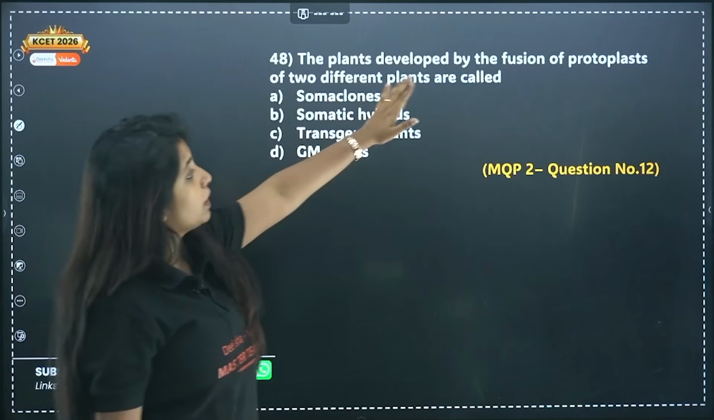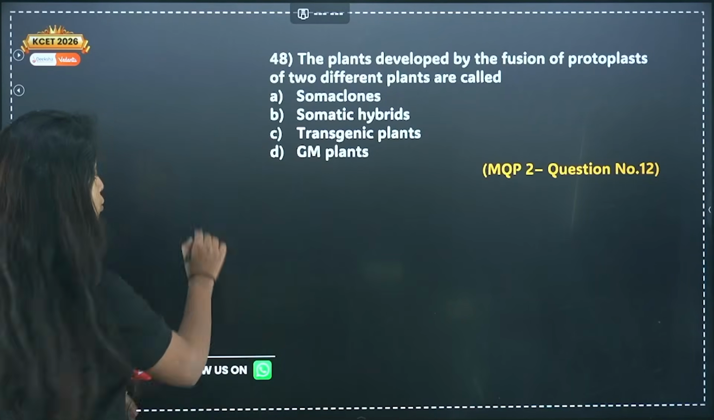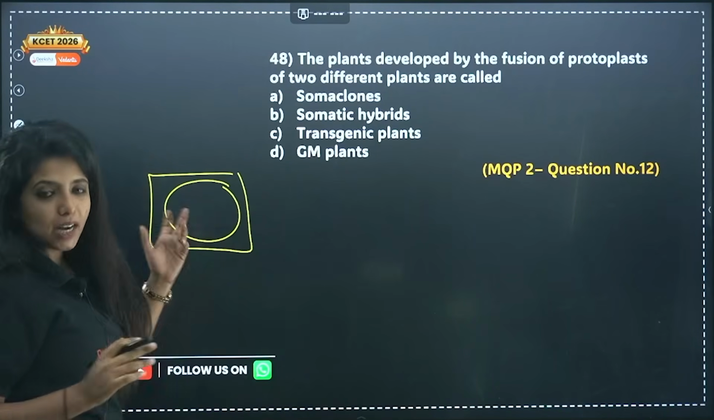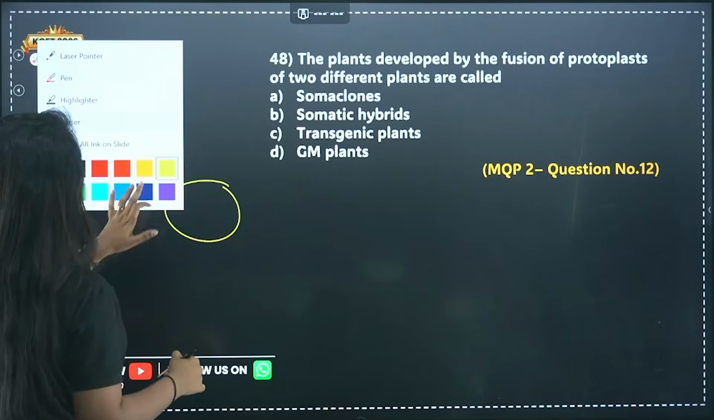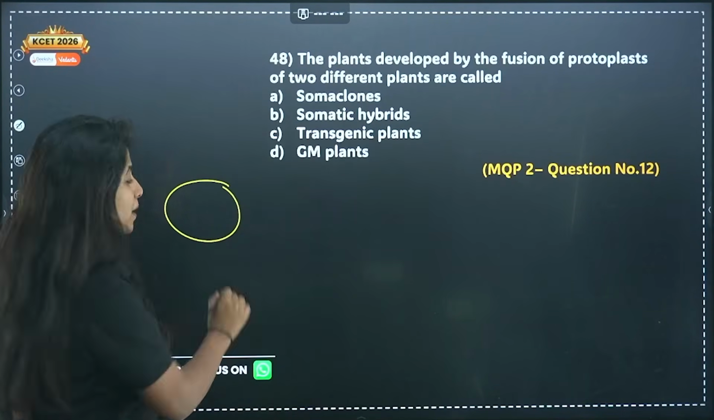The plants developed by the fusion of protoplast of 2 different plants are. What do you mean by protoplast? So whenever we have cell wall, cell membrane, everything together, we call it a normal cell. But suppose we are removing the cell wall of the plant. Now only the cell membrane is there. You will call this a protoplast.